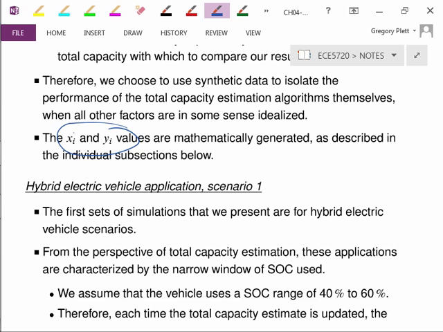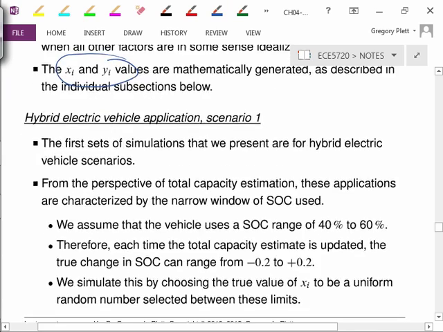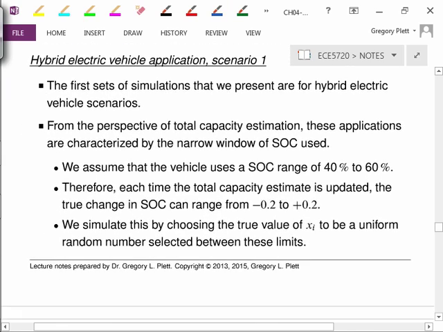For this section, we look at 3 different scenarios that are maybe similar to what you would see in a hybrid electric vehicle application. In the next section, we'll look at 3 different scenarios that are closer to what you would probably see in an electric vehicle application, just to show you that there are actually differences in how the algorithms perform depending on how you're going to use them.